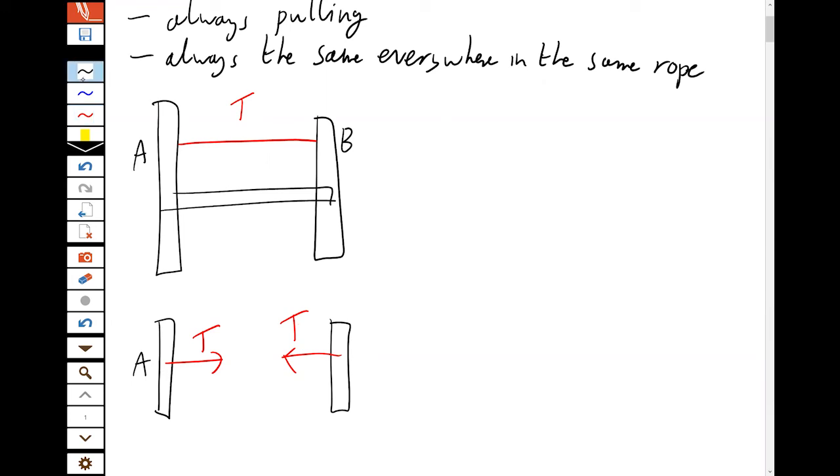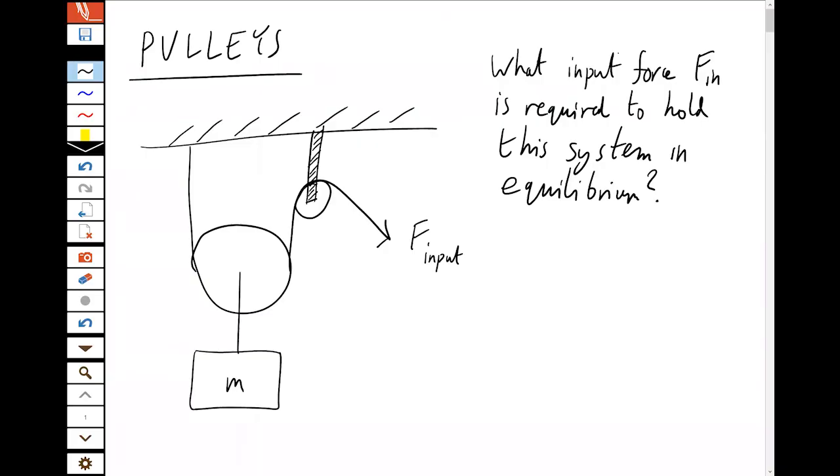And wherever you look at a rope, it'll always be pulling with tension. And this can make quite a useful effect of the tension in a rope because it's how pulleys work. We'll have a quick look at one of those now. Behold, a diagram appears with the miracle of technology. We have a pulley and we have a rope going from an input force around this pulley system to hold up the mass M. And we are asked what input force is required to hold this system in equilibrium?